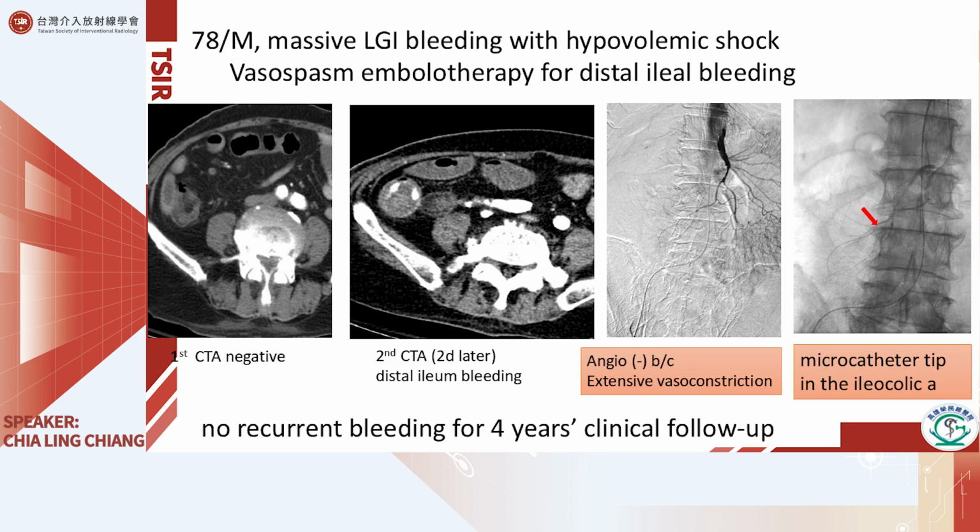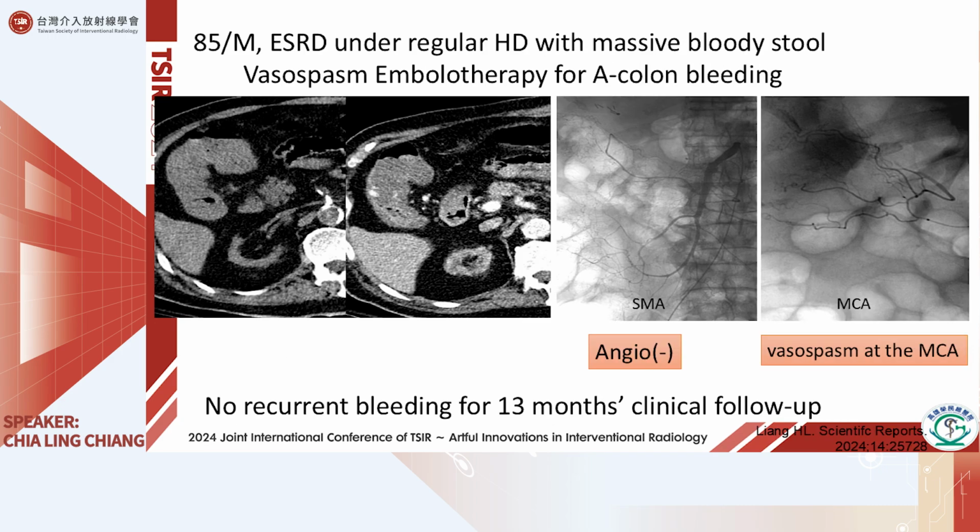Therefore, we placed our microcatheter into the ileocecal mesentery and used our vasospasm and ball therapy. The patient survived, with no recurrent bleeding for 4 years of clinical follow-up. Another case: the patient has active extravasation at the hepatic flexure. However, the angio finding is negative. So we placed our catheter into the middle colic artery for embolization with vasospasm therapy. The patient has no recurrent bleeding for 13 months of clinical follow-up.